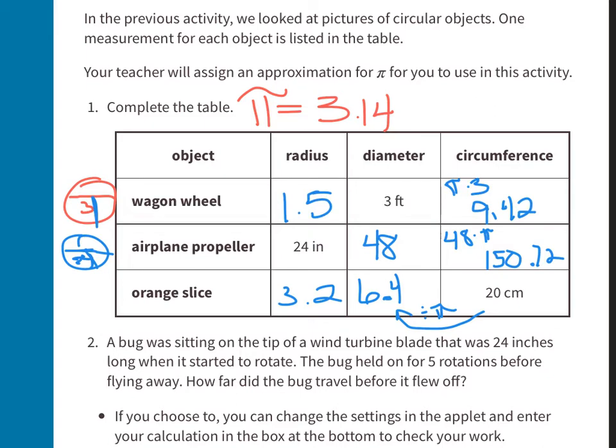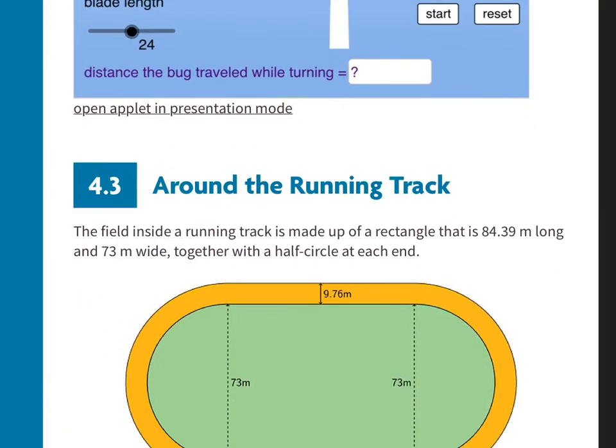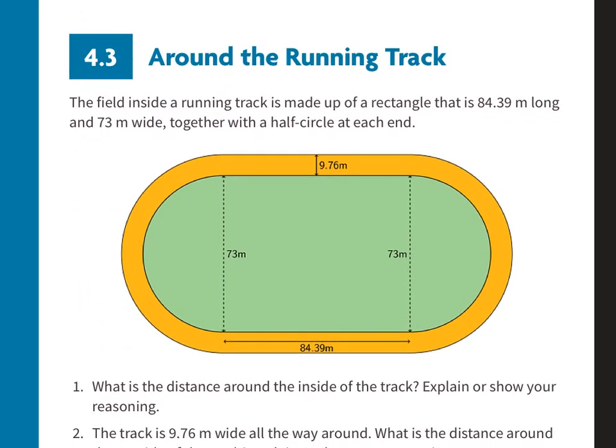Okay? We got this bug sitting, we're going to skip this one. Around the running track. So, a field inside a running track is made up of a rectangle that is 84.39 meters long and 73 meters wide, together with a half circle at each end. What is the distance around the inside of the track? Explain or show your reasoning.